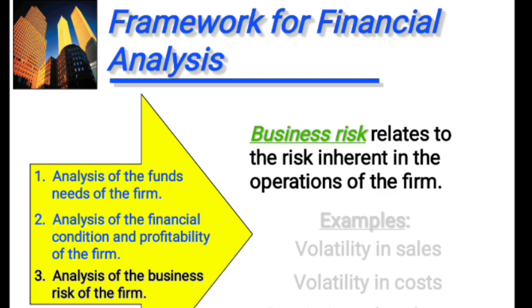It's not only Pakistan's fault, but it's all over the world. Economies are going down, economies are going bad. So businesses are slowly, gradually closing. An example of business risks is volatility. Volatility means fast up and down in sales. Volatility in cost means fast up and down in cost.